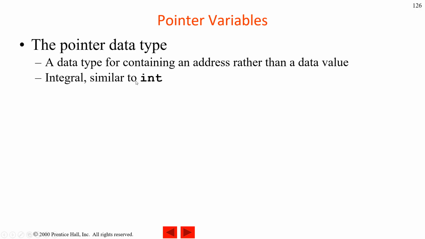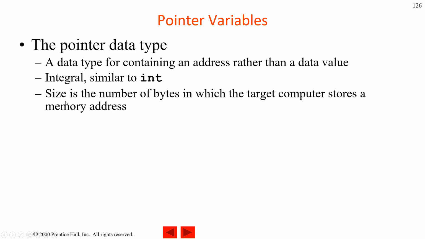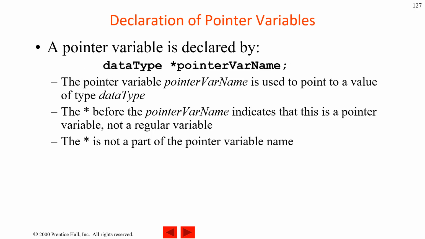So it's similar to the int data type or the float data type. The size is the number of bytes in which the target computer stores a memory address. So the target computer, depending on which addressing system you are using in your computer, the size is the number of bytes that is used to store the memory address. And it provides an indirect access to the values. So because it is a pointer that is storing an address, I can still go to that address and look at what is stored there. So I can still access the value, but now I'm going to do that indirectly rather than directly.